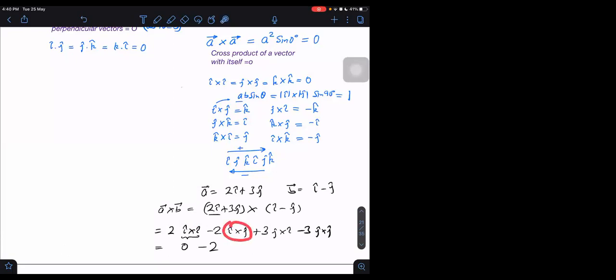Now, what is the product in front of you? It is I cross j. I cross j will be k cap. Plus, then go to j cross I. J cross I is minus k cap.